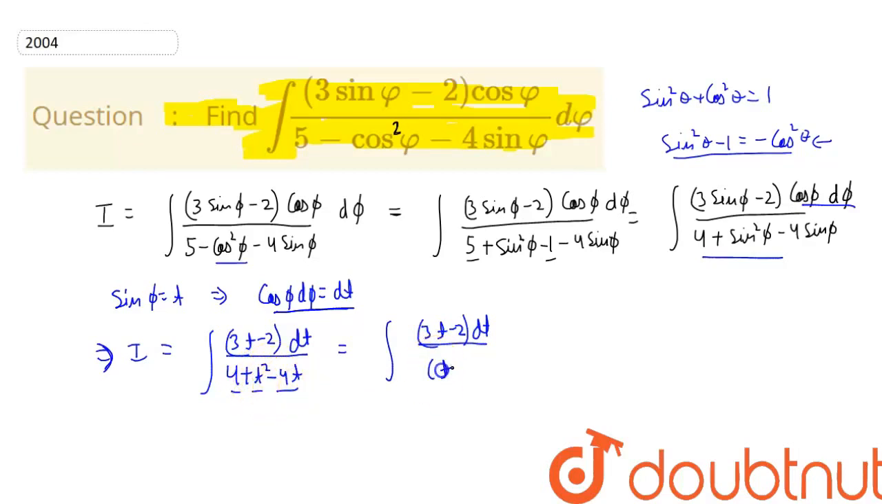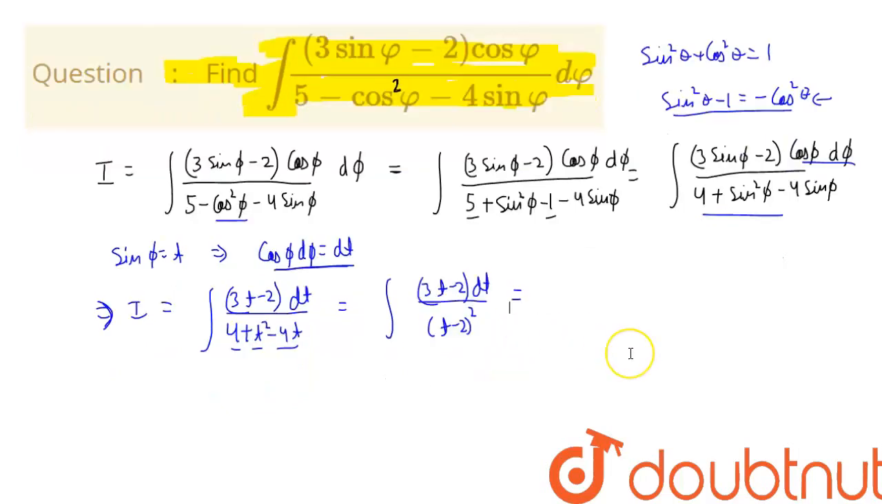So it can be rewritten as (t minus 2) whole square in the denominator. Now if we solve this ahead, then we have the integration, and in the denominator we have (t minus 2) whole square. So in the numerator we are going to add and subtract 6.